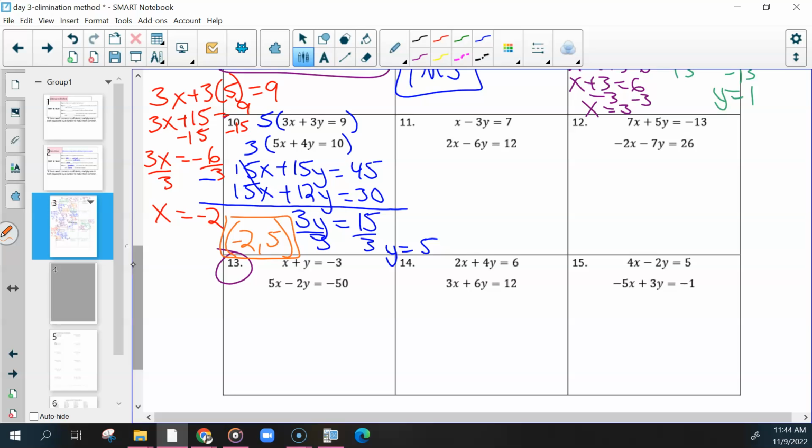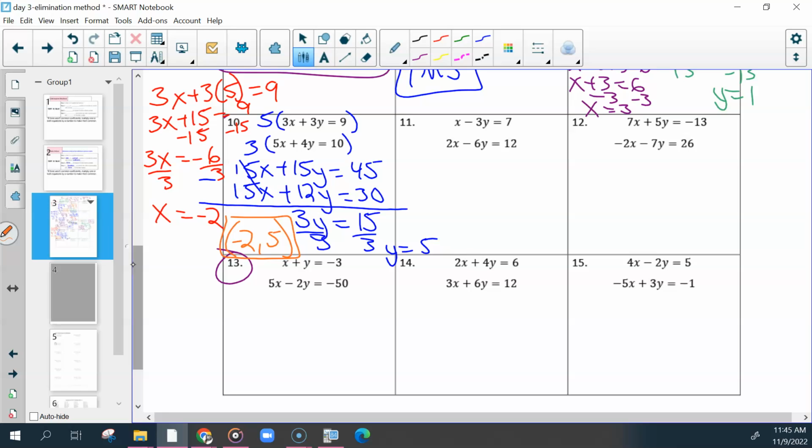With 13, everything's lined up. Do we have a common coefficient? For number 13, do we have anything that is the same? So then we have to pick and choose what we want to eliminate or make the same. Do we want to get rid of x's or y's?